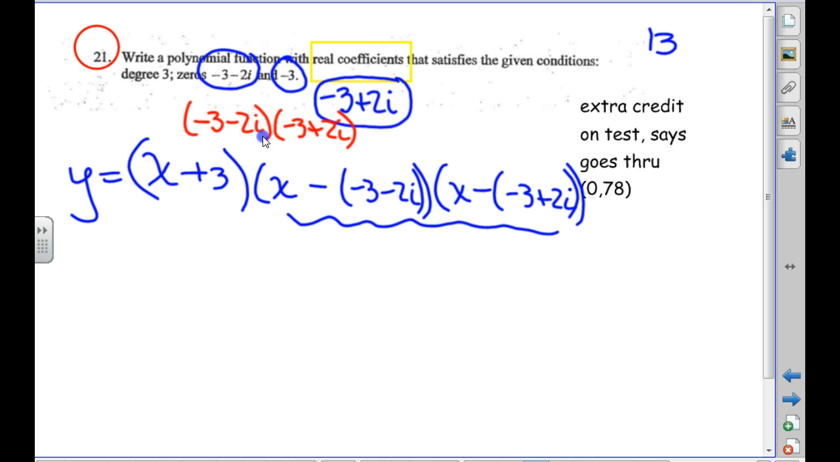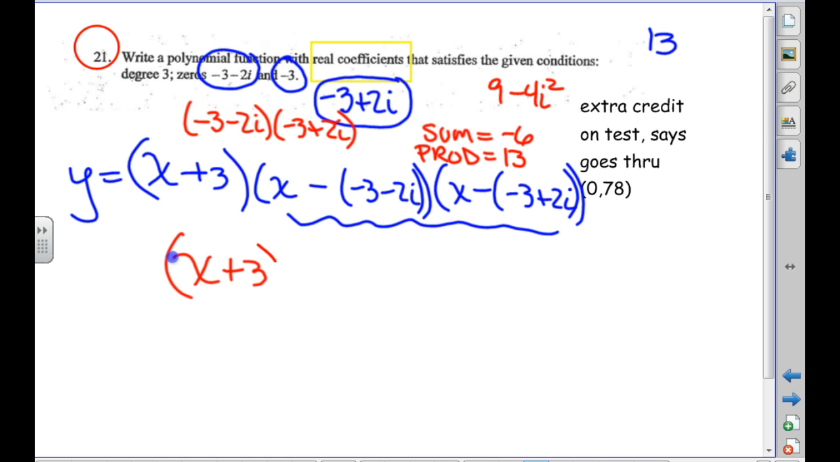If I add those together, -2i, +2i will go away and I just get what? Nope, I'm adding. -6. The product, when I multiply those, I get -3 times -3 is 9. The 6i and -6i go away, and I have a -4i squared, which becomes 4, so I get 13. So does anybody remember the rule about how that changes into a quadratic?